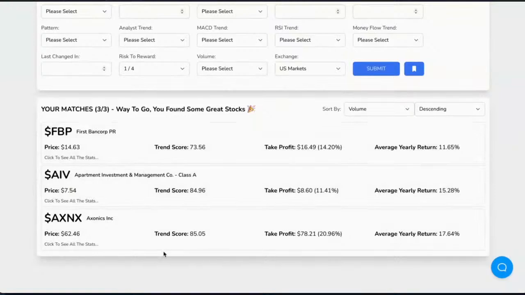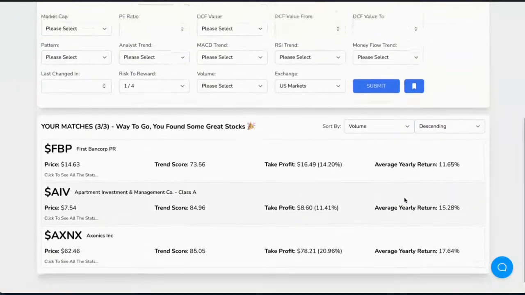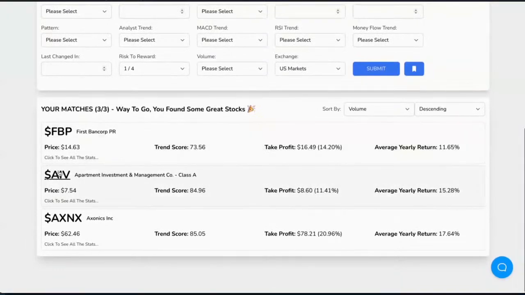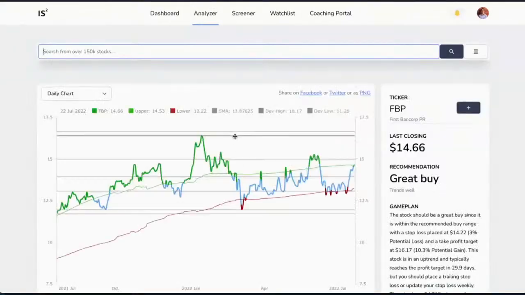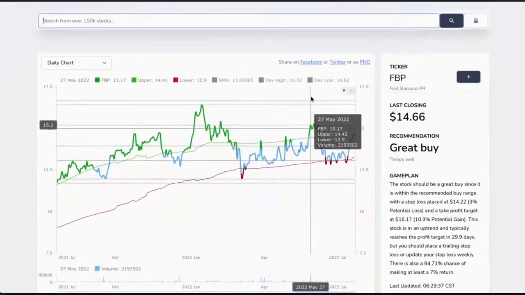3 stocks right here. We found 3 great, amazing stocks that match this criteria right now with an average yearly return of 11.65%, 15.28%, 17.64%. So again, we find that, and then guess what? We just go into these stocks, and we look at them ourselves, and we get a good understanding of how these stocks perform and how they are doing.